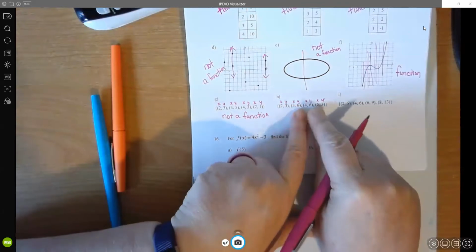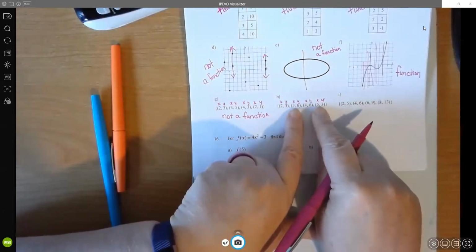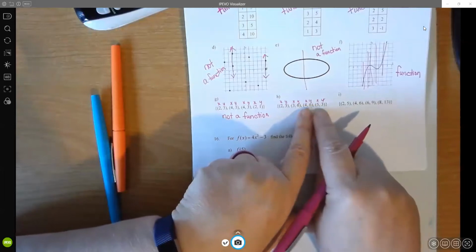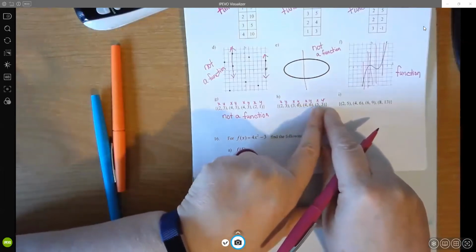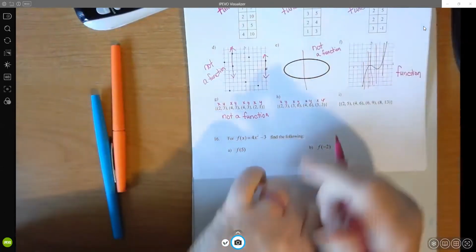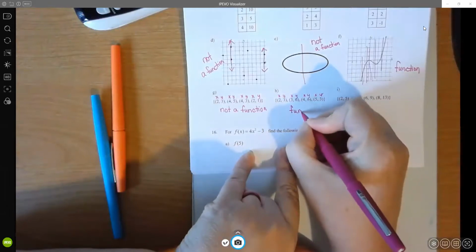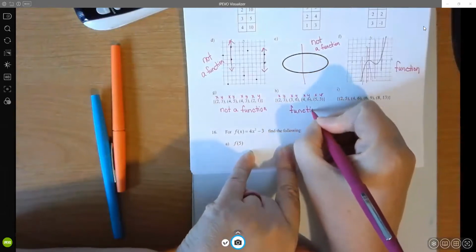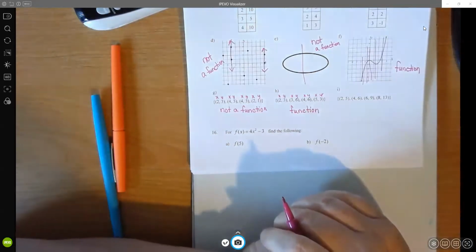No. There's a 3 that goes with the 6. Do I have anything that contradicts that? No. A 4 goes with the 6. Do I have anything that contradicts that? No. A 5 goes with the 3. Nothing repeats there. So this is a function. This set of ordered pairs is a function.